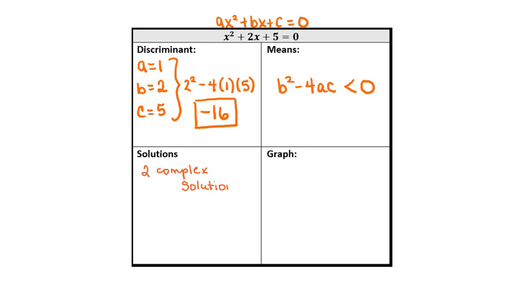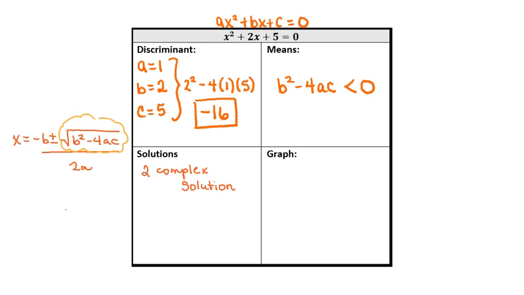Well, remember that the quadratic formula is x equals the opposite of b plus or minus the square root of b squared minus 4ac, divided by 2a. If you look at the b squared minus 4ac, it is underneath the square root. Well, if you have a negative number underneath the square root, you're going to get an imaginary number or a complex number. So that's why you're going to end up having a complex solution.